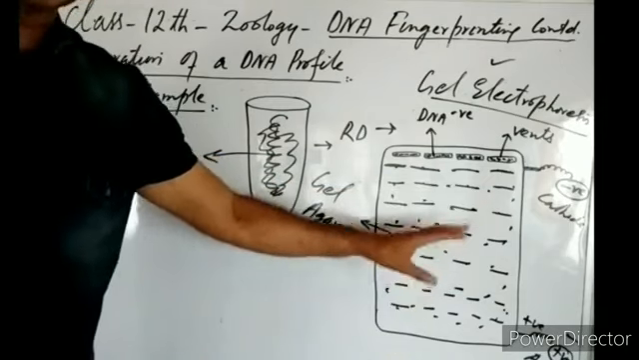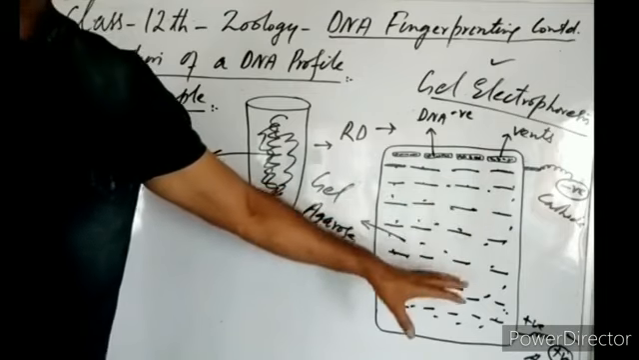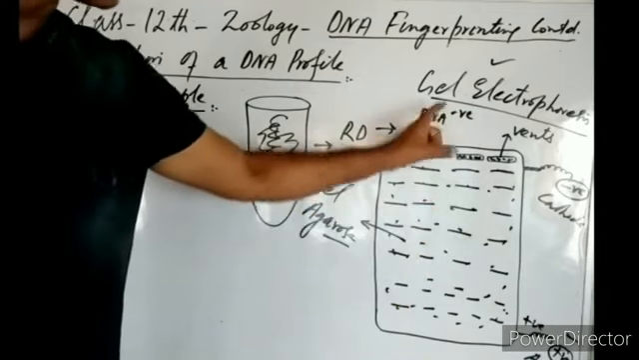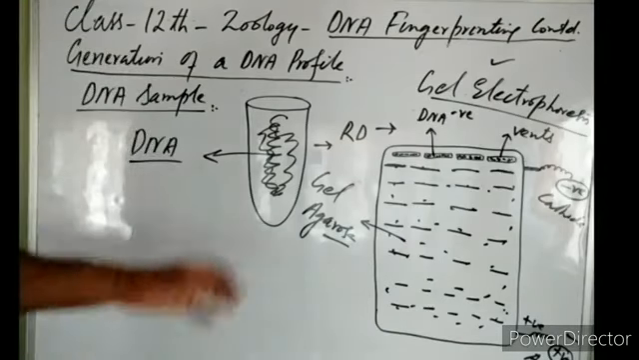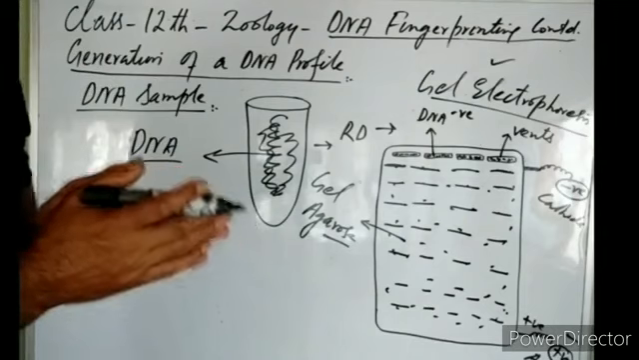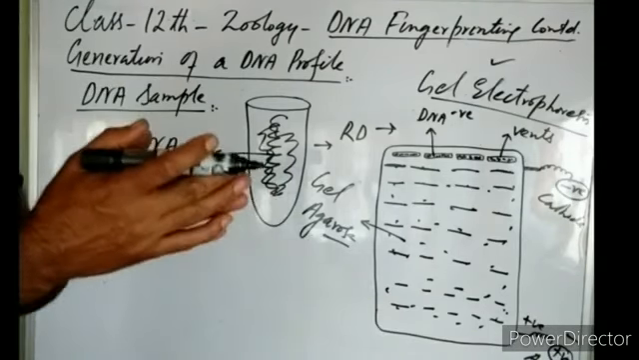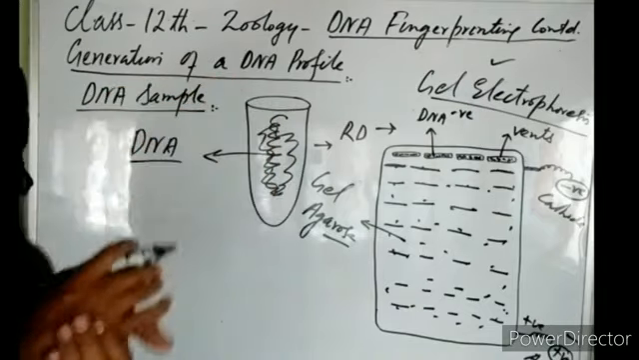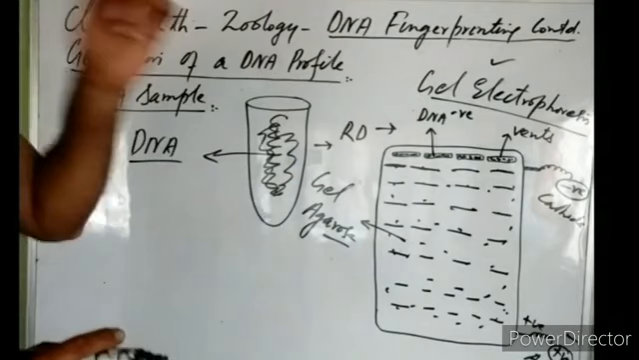This separation of fragments of different sizes from each other by passing electric current through this agarose polymer gel, this technique is known as gel electrophoresis, right? So this helps the scientists to separate DNA fragments of different lengths. They separate out shorter fragments, longer fragments, and fragments of intermediate size, right? So this technique is known as the gel electrophoresis technique.